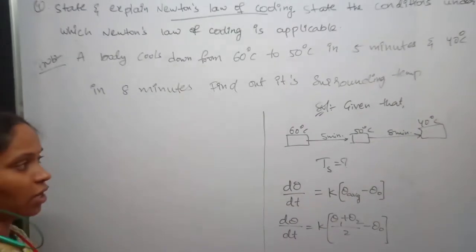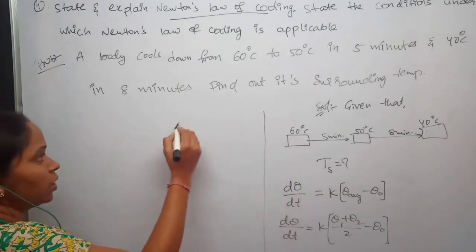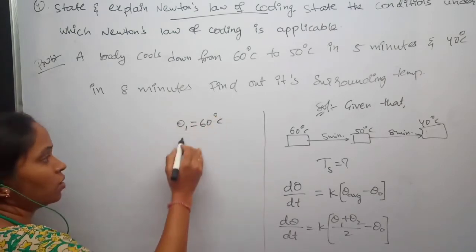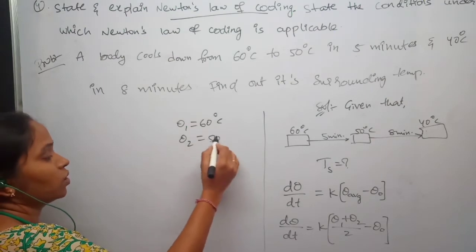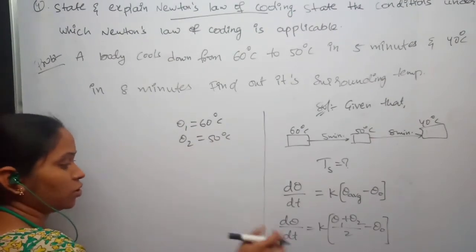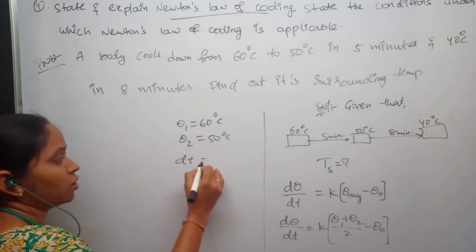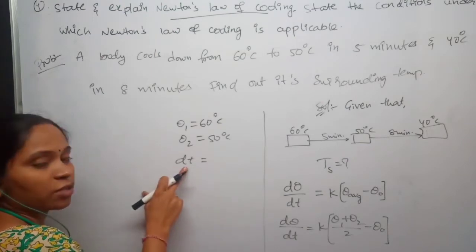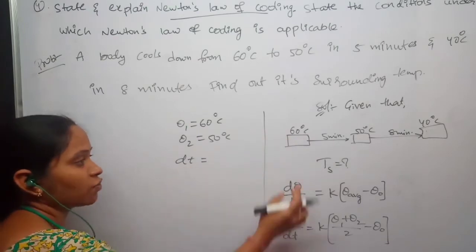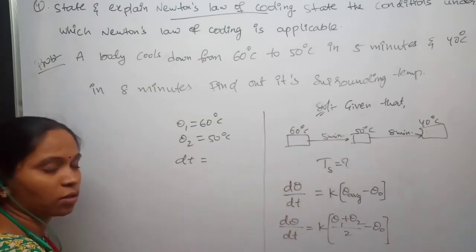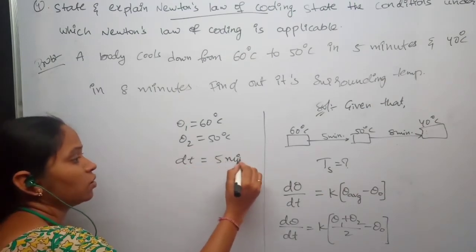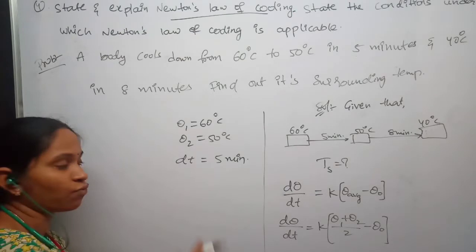In this problem, theta 1 is 60 degrees Celsius, theta 2 is 50 degrees Celsius, and we need the change of temperature with respect to change of time. Here the time changes from 0 to 5 minutes, right? Sorry, the change of time is 5 minutes here.